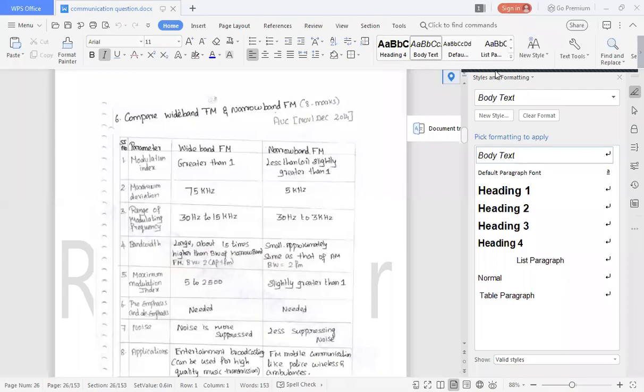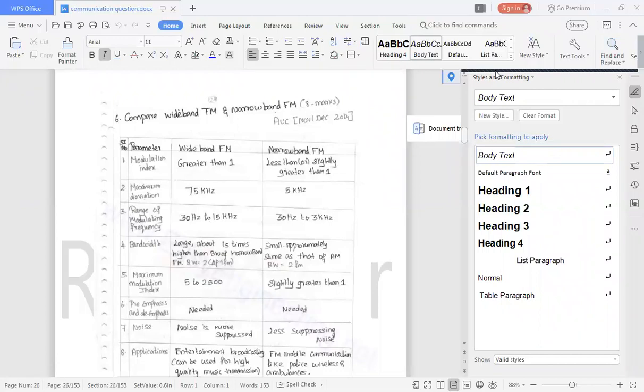Now the very important question is to compare wideband FM and narrowband FM. There is a slight ambiguity due to a disturbance in my video and audio system regarding the differences between wideband FM and narrowband FM. I also discussed this in my previous class, but due to the problem with my system the recording is not okay. That's why I'm repeating that question.